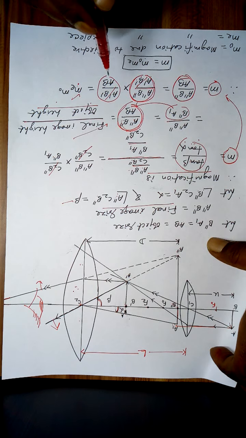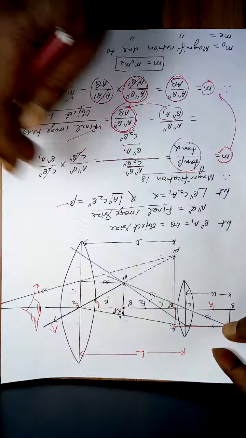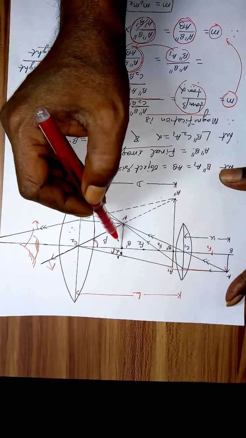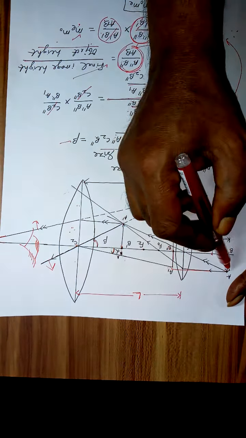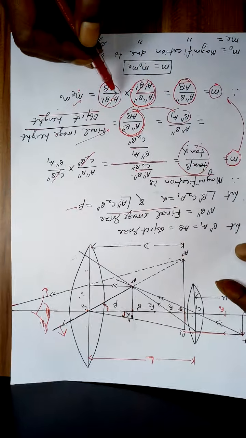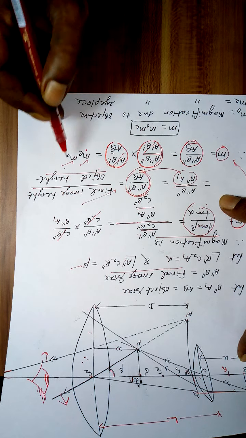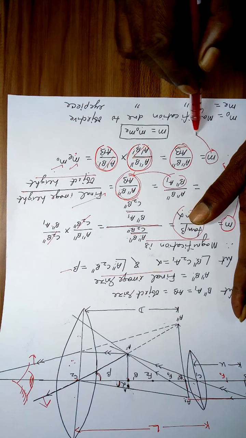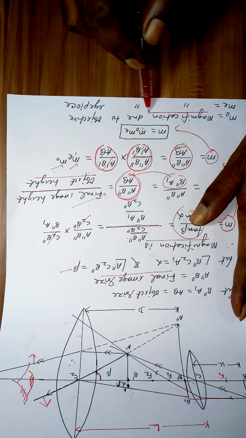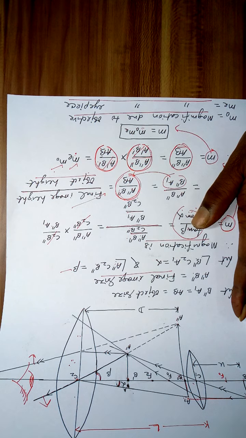And look at this. This is image size by object size due to the objective, because A dash B dash is the image size, AB is the object size due to this lens. So this much part is the magnification due to the objective. So your total magnification is the product of the two magnifications, where M naught is the magnification due to the objective, and M is the magnification due to the eyepiece.